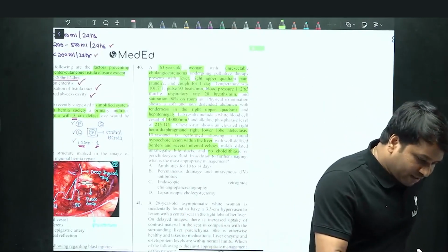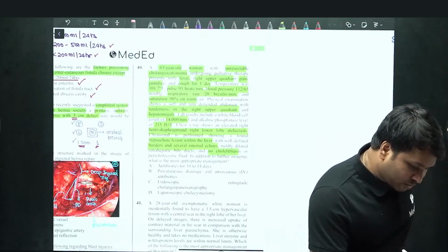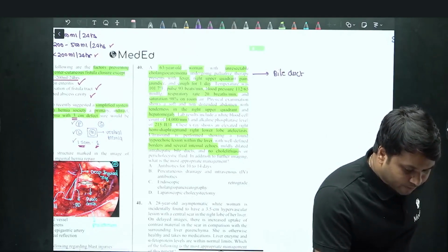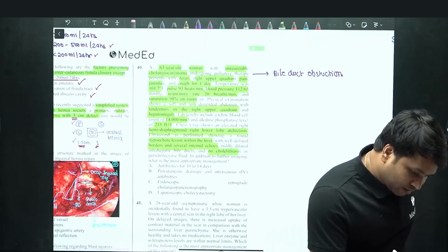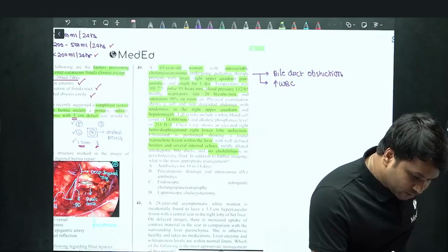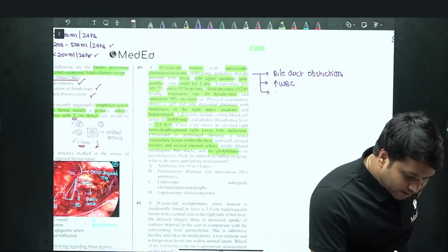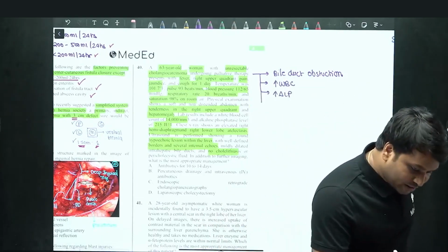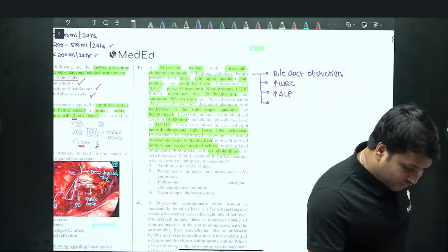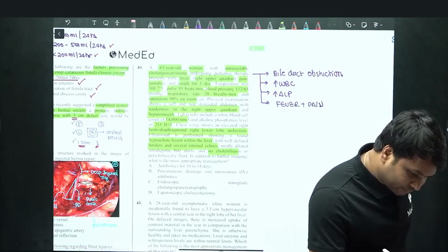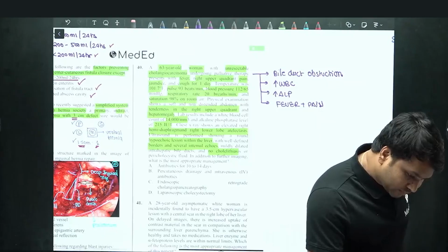Now, forget about everything that you have read. Here, I have a patient with cholangiocarcinoma, so there is bile duct obstruction. Along with bile duct obstruction, what do you have? Elevated WBC count, elevated alkaline phosphatase, right? And then you have features suggestive of infection. There's presence of fever, there's presence of pain, right? Is there jaundice?